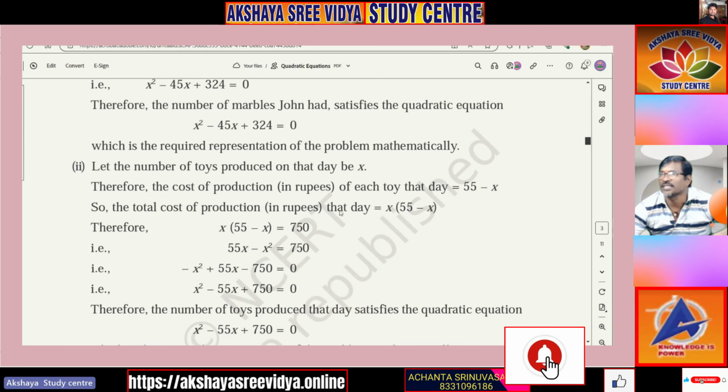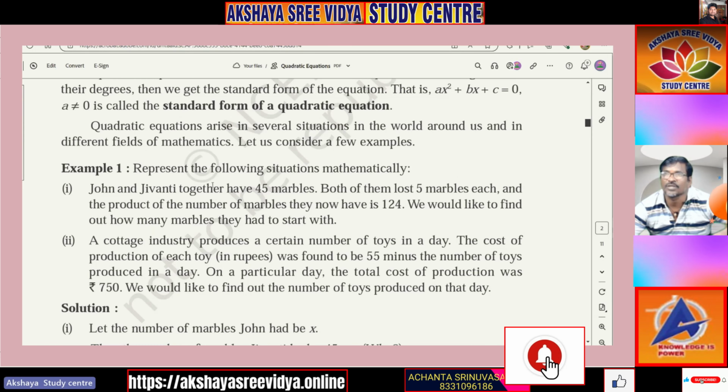Let the number of toys produced on the day be x. The cost of production of each toy is 55 minus x. The number of toys is x. The problem says the cost of production of each toy was found to be 55 minus the number of toys.